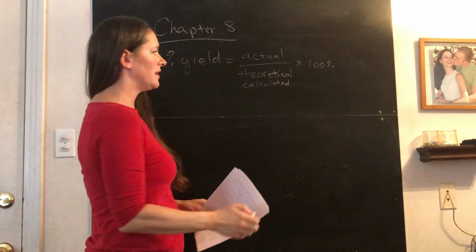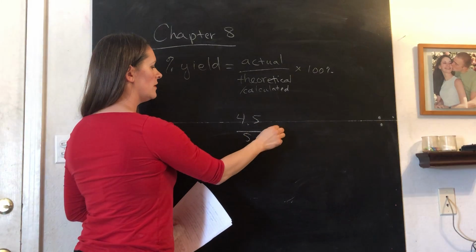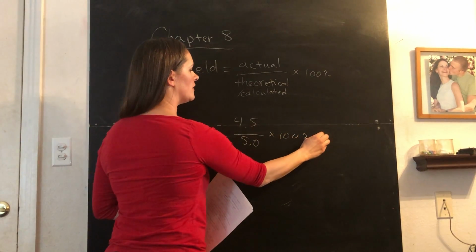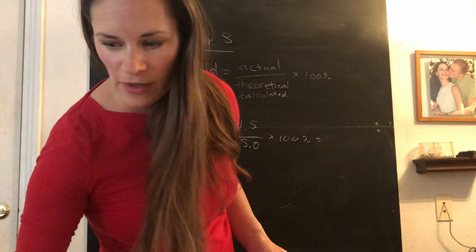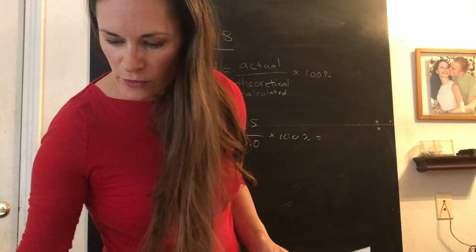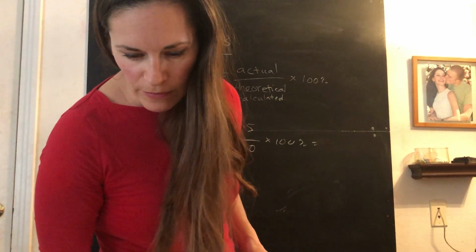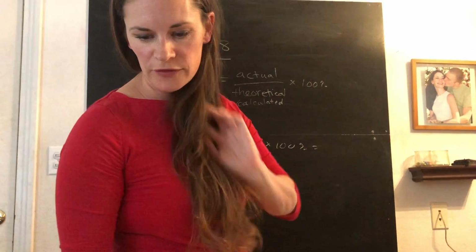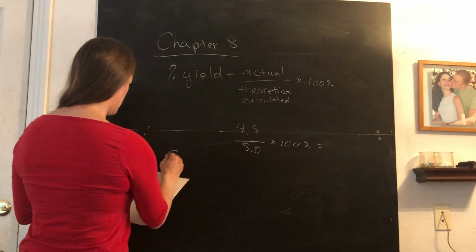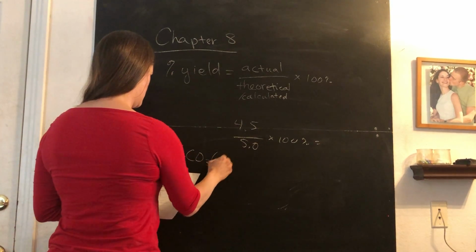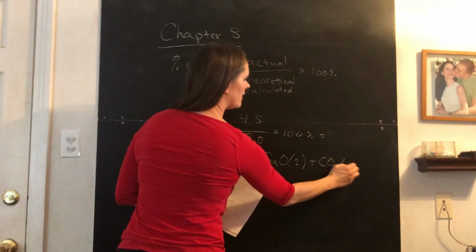So if you expected 5 grams from an experiment and you only got 4.5 grams, this would be your percent yield. Okay? There's a couple of questions in the review about percent yield. We'll do number 4 real quick. So number 4 is a student heats calcium carbonate to produce calcium oxide according to the following equation. So calcium carbonate is heated to produce calcium oxide and carbon dioxide gas.